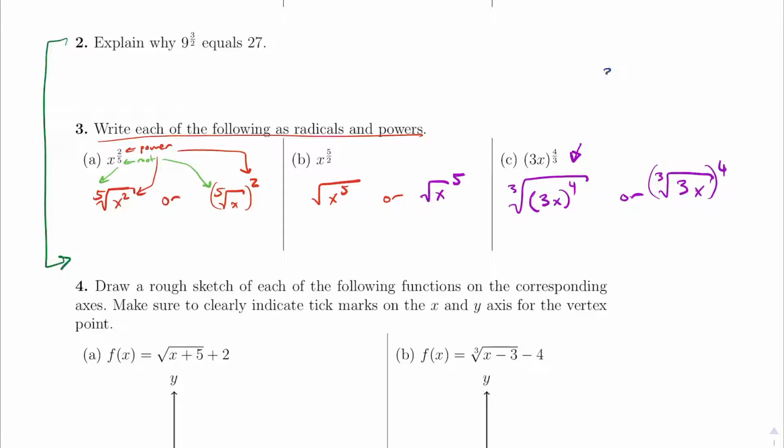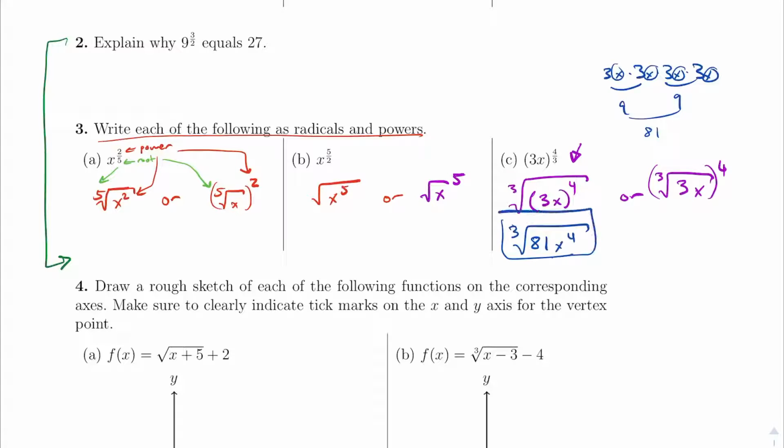3x to the 4th is 3x times 3x times 3x times 3x. And all of those 3's actually give us 81x to the 4th. Because 3 times 3 is 9, 81, and then x times x times x times x is the x to the 4th. This could actually be simplified further to simplest radical form by breaking down the 81 and breaking down the 4, but I'm going to avoid that just for clarity at this point in the video.